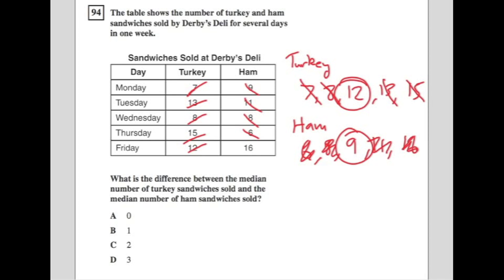So what's the question again? It says, what is the difference between turkey sandwiches sold and ham sandwiches sold? So as you can see with this, it's 12 and 9. That's a difference of 3. I can simply subtract it to make sure. 12 minus 9 is 3. Okay, so my answer would be D, 3.